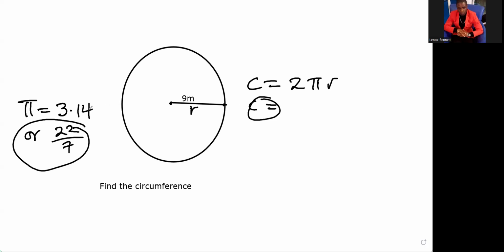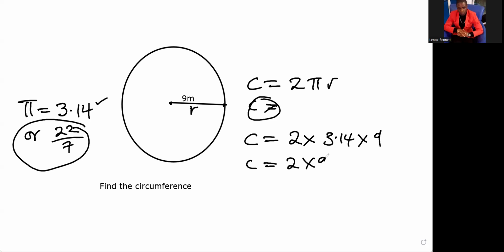If you look at this one, the radius is 9. So the circumference is equal to 2 times pi. Remember, we're going to use pi as 3.14, times the radius. What's the radius? A line drawn from the center to the circumference. In this case, the radius is 9. I like to group them, it just feels better. So it will be 2 times 9, which is 18, times 3.14.